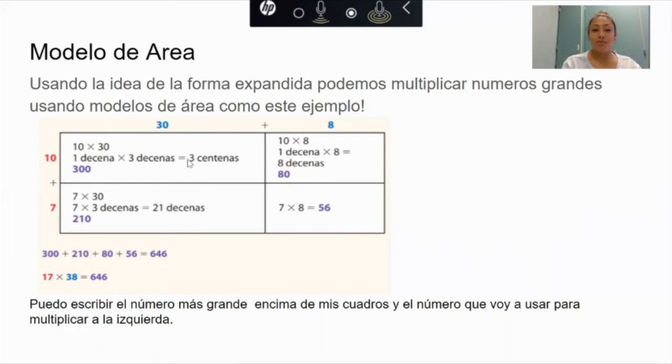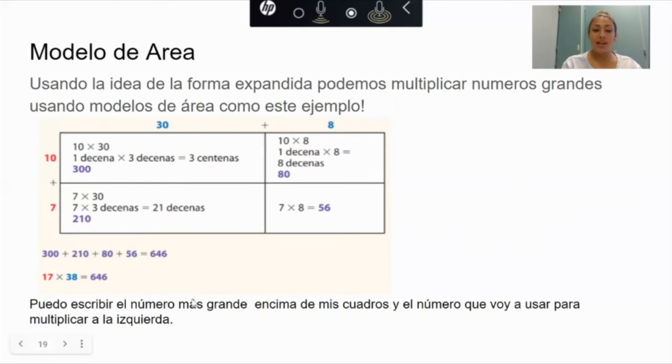El producto, 3 centenas o 300. Hago lo mismo aquí con 8 multiplicado por 10. También aquí con 7 y 30. Y 7 y 8. Luego abajo de mi rectángulo grande, puedo sumar todos los productos para llegar a mi respuesta. 17 multiplicado por 38 me da 646.